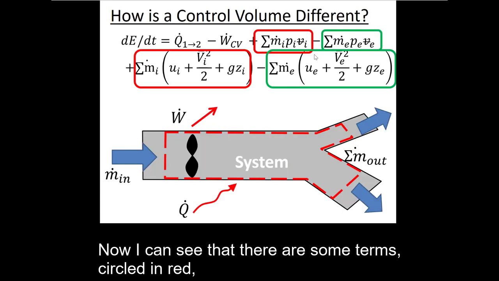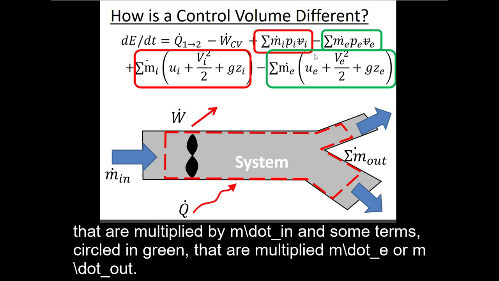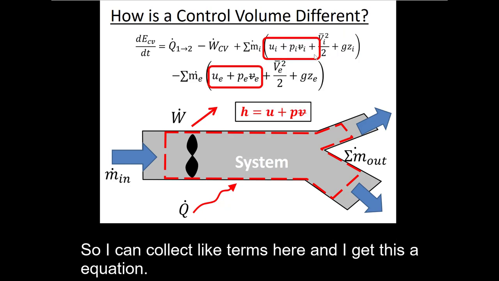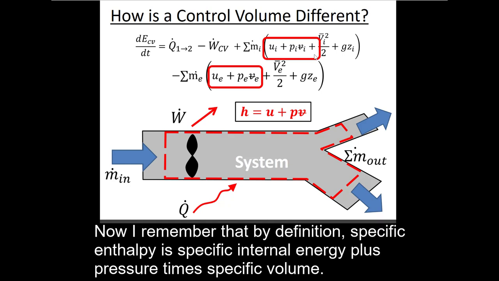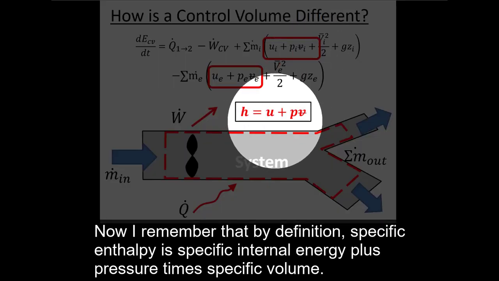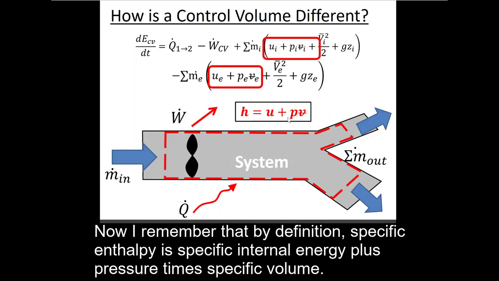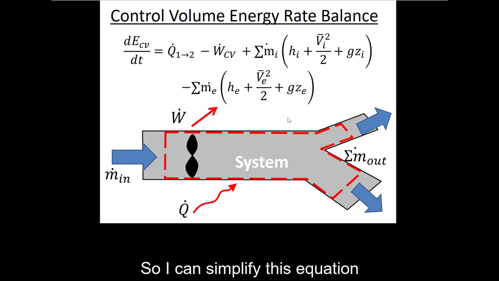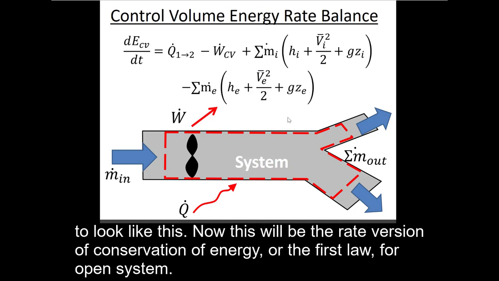Now I can see that there are some terms, circled in red, that are multiplied by m dot in, and some terms circled in green that are multiplied by m dot out. So I can collect like terms here and I get this equation. Now I remember that by definition, specific enthalpy is specific internal energy plus pressure times specific volume. So I can simplify this equation to look like this. Now this will be the rate version of conservation of energy, or the first law, for open systems.